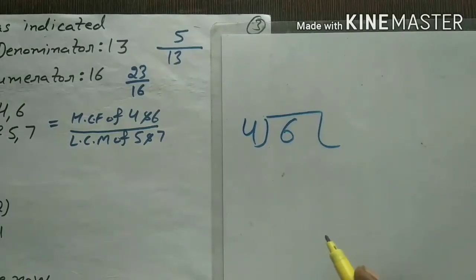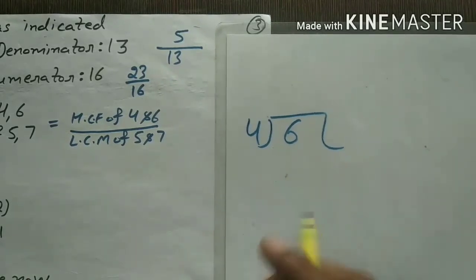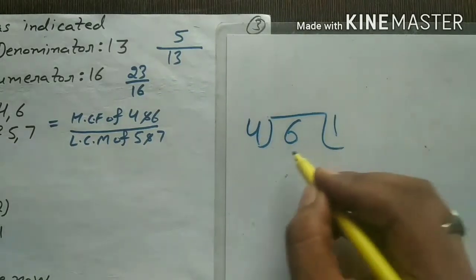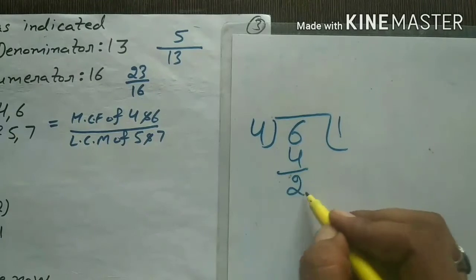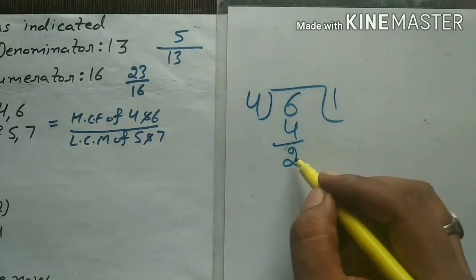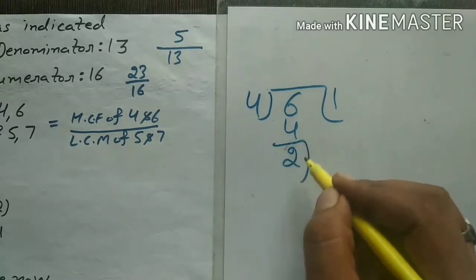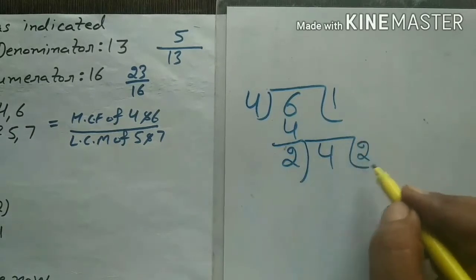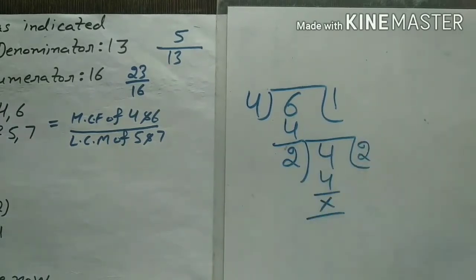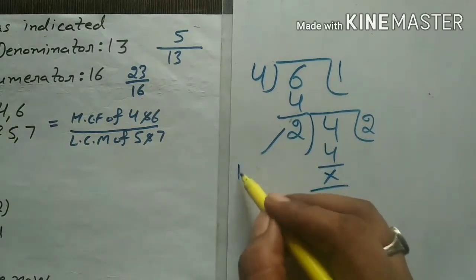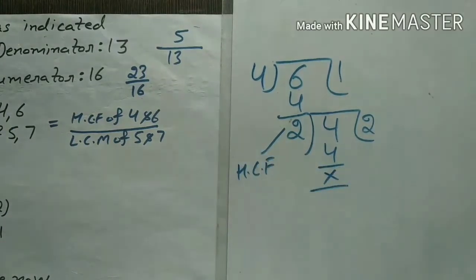Now, in order to find HCF, we will have to adopt the long division method. So 6 is divided by 4. 1 times 4 is 4, the remainder is 2. Now I will continue to divide the earlier divisor by this remainder. So 2 times 2 is 4. Now the remainder is 0. Where the remainder is 0, that time the left hand side divisor is your HCF.